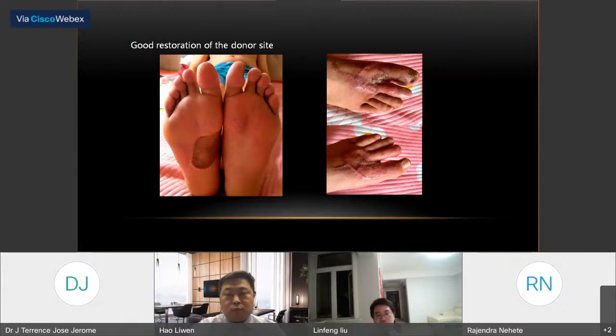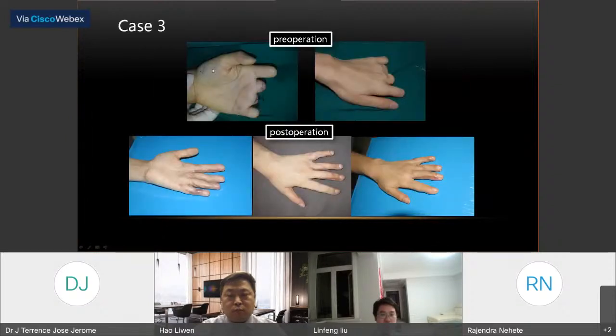But this case, I haven't completed. This case is Professor Wang's case. This method was proposed by Professor Wang. This is a four finger defect. With this method, we can reconstruct four fingers, and these fingers look beautiful.